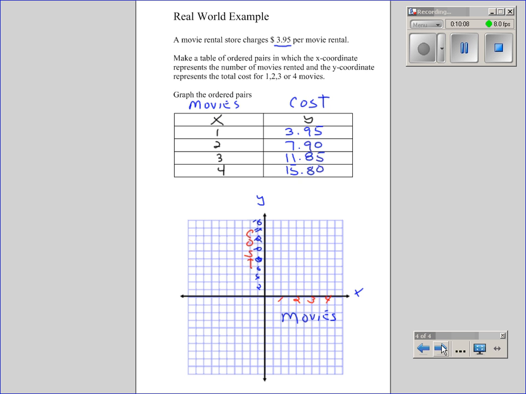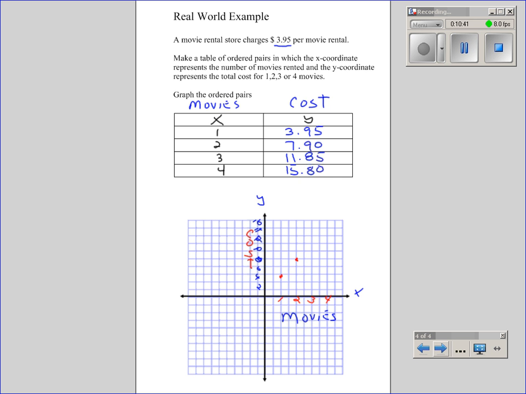So let's graph our points. Our first movie cost point is (1, 3.95). So once again, we start at the origin, go over 1, we'll go up 3.95, so right about there's 3.95. Okay, now our next coordinate is (2, 7.90). So we go to the x number 2, positive 2, go up to right before the 8. Once again, we're right about there.